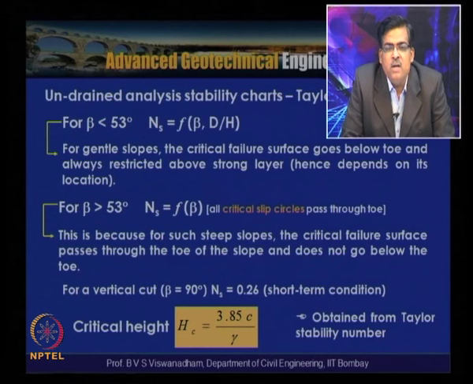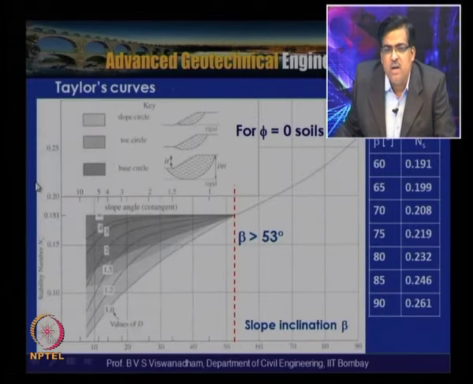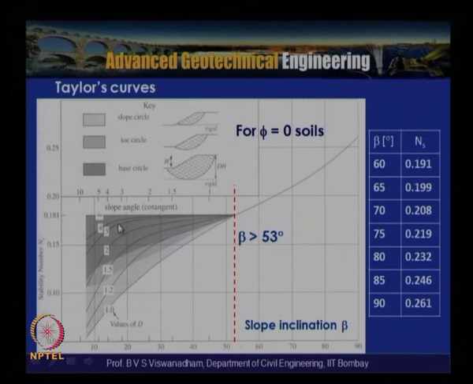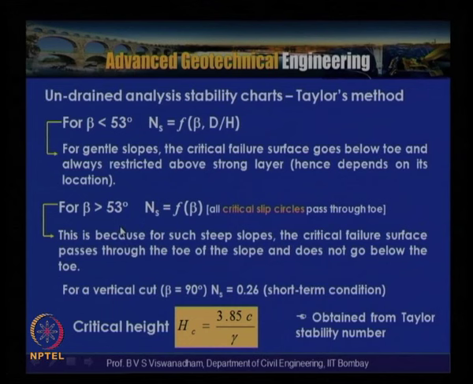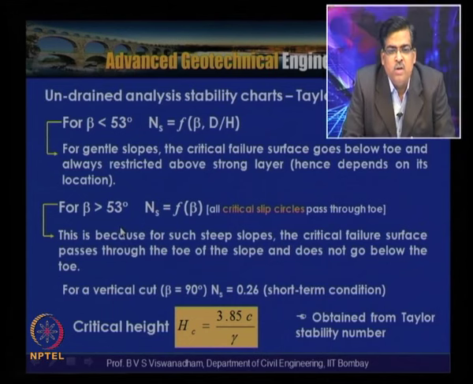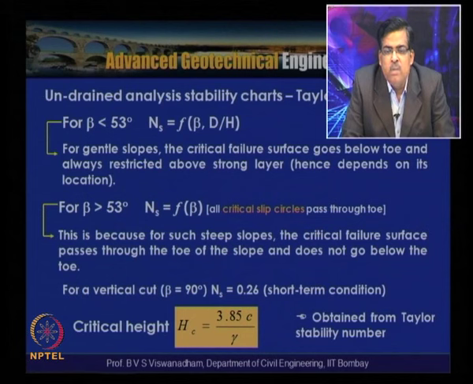Let us assume that, say, for a vertical cut, beta is equal to 90 degrees, NS is equal to 0.26 from the short term conditions. So it can be seen here, for beta equal to 90 degrees, the NS value is about 0.26. So when we calculate back by substituting this particular expression, the critical height is defined as the height at which the factor of safety is tending to 1. By doing this, we can get HC as 3.85 C by gamma. This is obtained from the Taylor stability number.